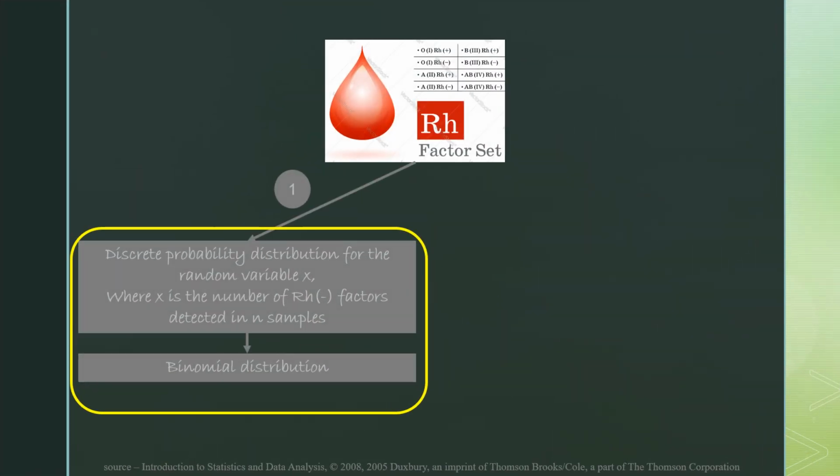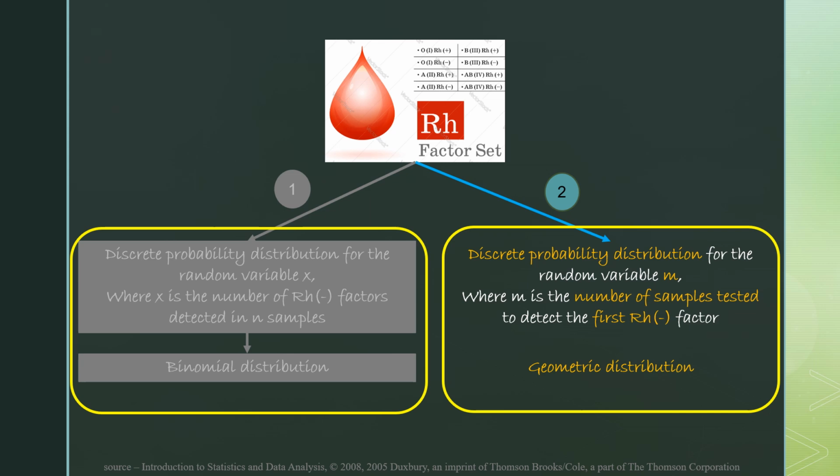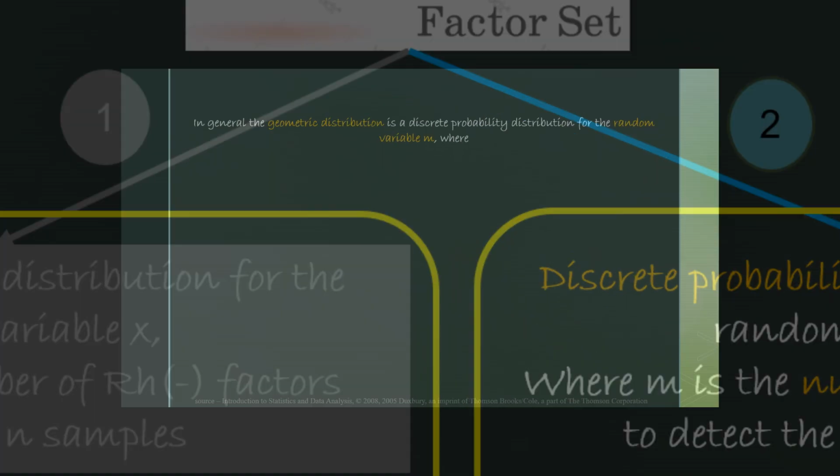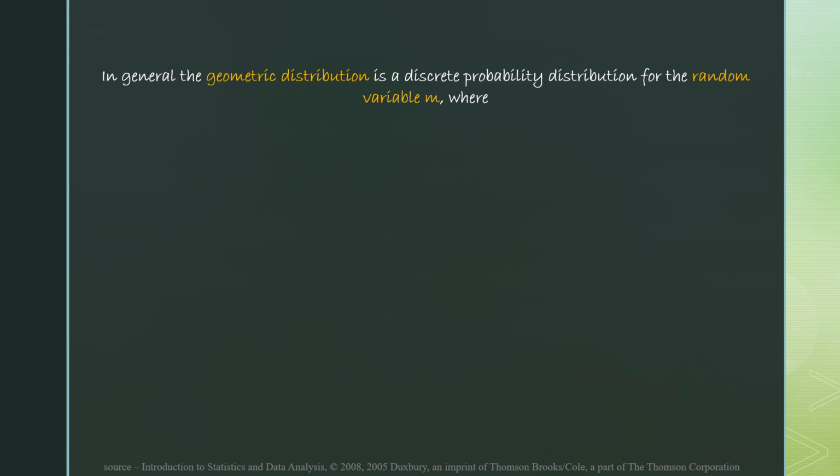That brings us to the end of the study on binomial distribution, and let's now focus on the other distribution, namely the geometric distribution. In general, the geometric distribution is a discrete probability distribution for the random variable m, where m is the number of trials conducted before the first success is observed.